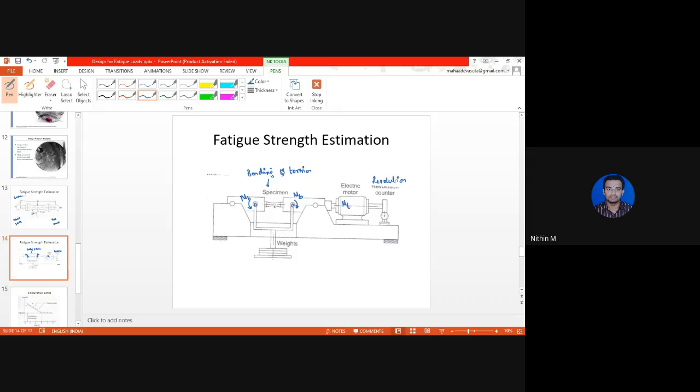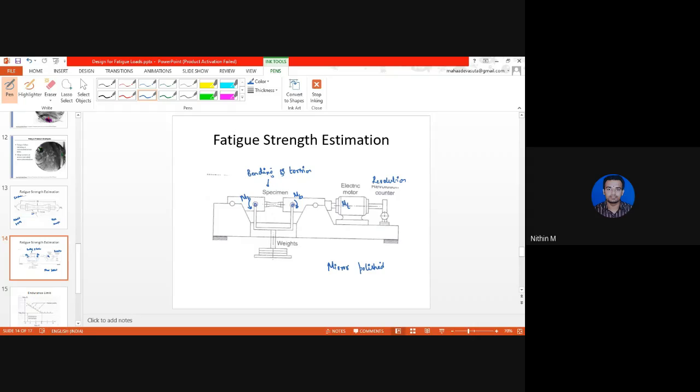So what we will do, we will take that specimen. One important thing that you need to remember is this specimen is always mirror polished. What do we mean by being mirror polished?